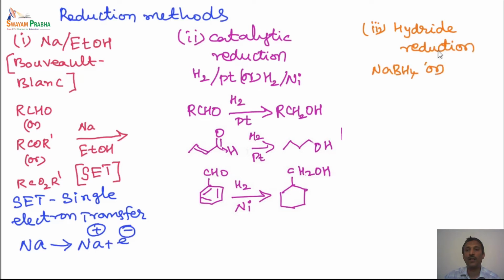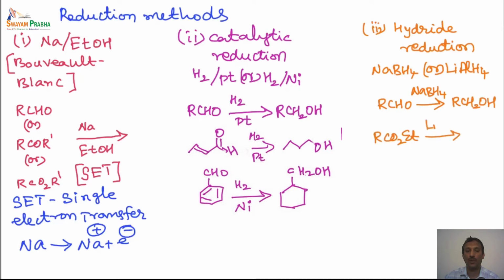So the next one is the hydride reduction. Either sodium borohydride or lithium aluminum hydride is used. So in this particular case, aldehydes are reduced with sodium borohydride to give the primary alcohol. Esters are reduced with lithium aluminum hydride to give the corresponding primary alcohols. So these are all the three different reduction methods for the carbonyl compounds. And here we have both the carbonyl compound and the alkene present. So any of these methods can be used for reducing to get the corresponding alcohols.